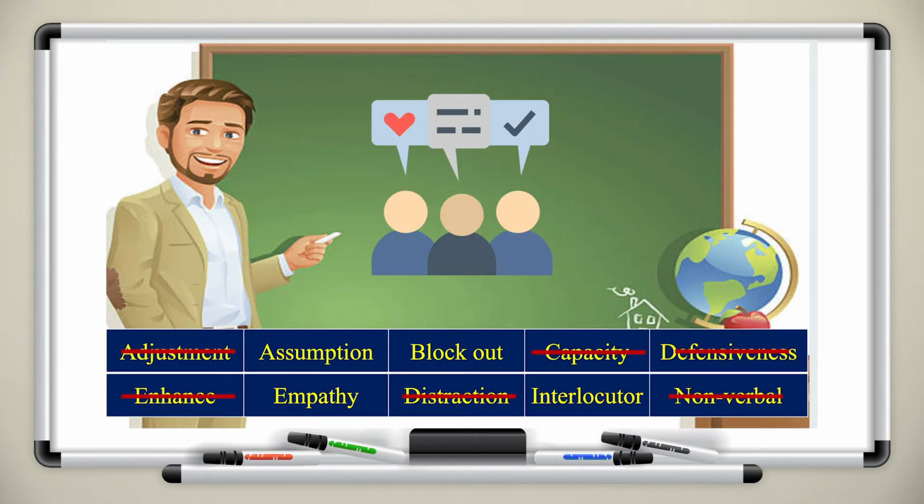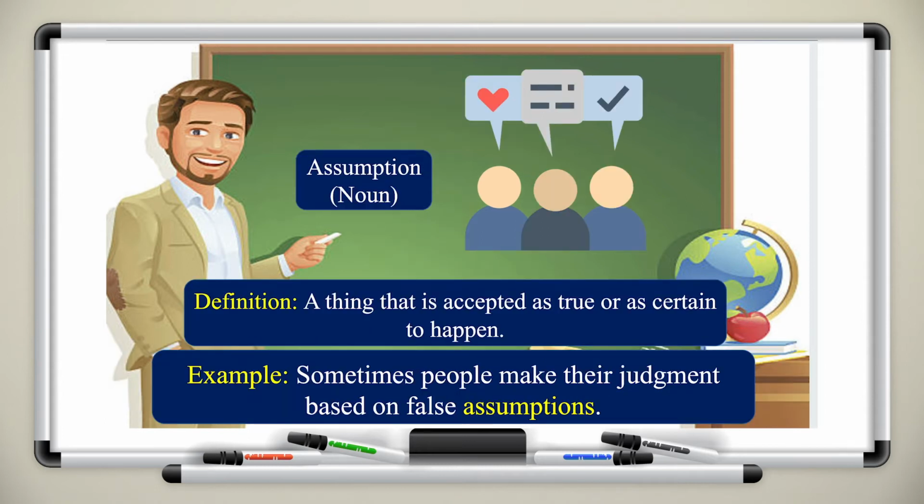Now, this image refers to the word assumption. As you can see, there's a group of 3 people talking together. The definition of this word is a thing that is accepted as true or certain to happen. Here's an example. Sometimes people make their judgments based on false assumptions.